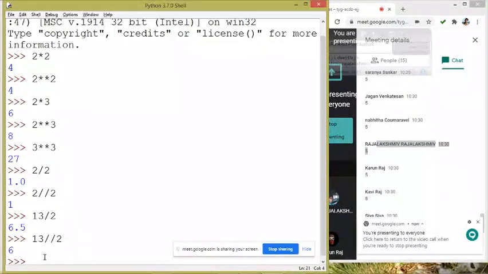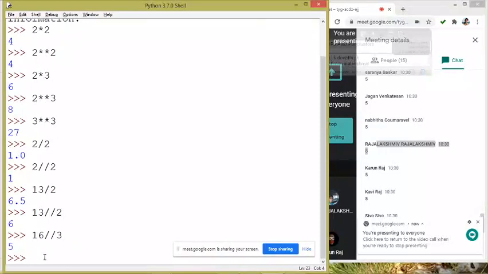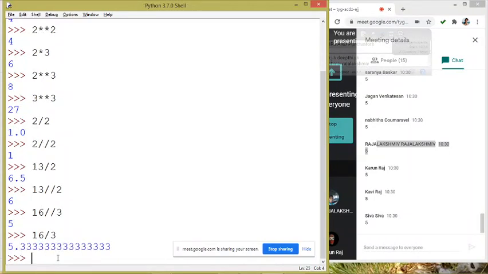Right, again you can see. What is the question? 16 floor by 3. So we'll get the result as 5. So I hope it is clear, the difference between these. But if you write 16 divided by 3, you will get the result as 5.3. In a general way we are talking.